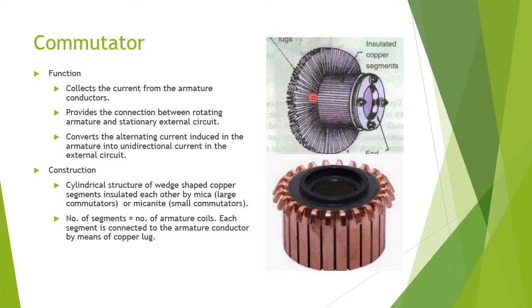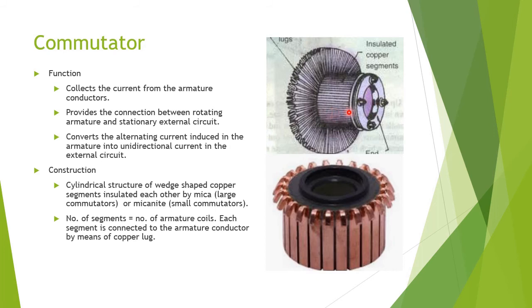There are many segments. This provides the connection between the rotating armature and the stationary external circuit. Here the electrical output, but this is the rotating part, so you need an intermediate between the rotating and the stationary. It also converts the alternating current induced in the armature to unidirectional current. Here AC current is produced. If it is a DC generator, we need unidirectional DC, so this will convert the AC to DC in the external circuit.